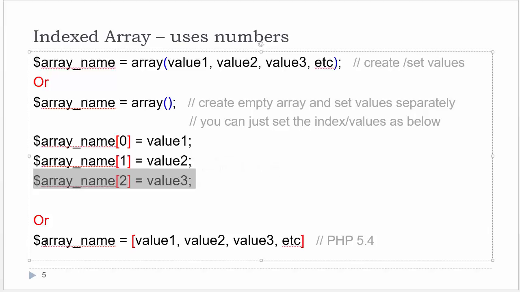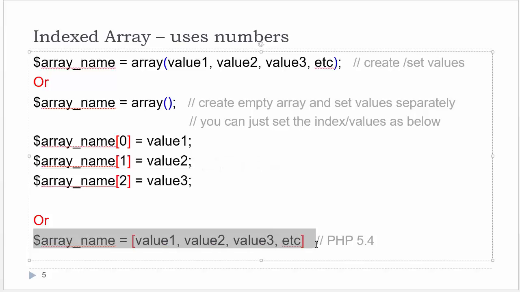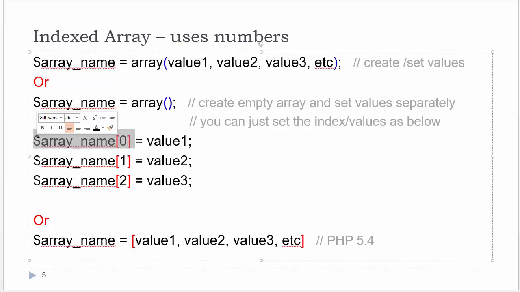PHP 5.4 allows us another shortcut here. So rather than use the name of the array object, which we did initially up here, we can just declare the variable and populate the array using the brackets. Here again, the values are comma separated. So there are several ways of setting up an indexed array, and the elements are indicated by the index values. By accessing that index integer, we will return that value.